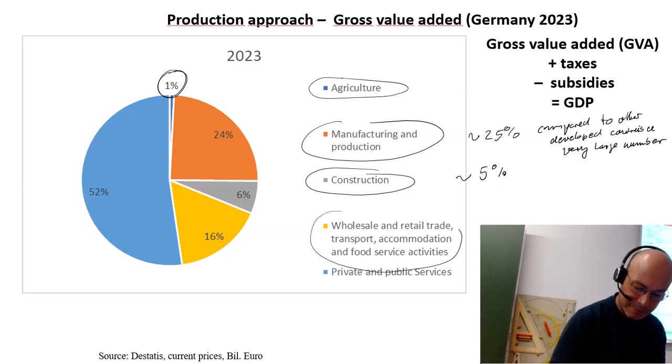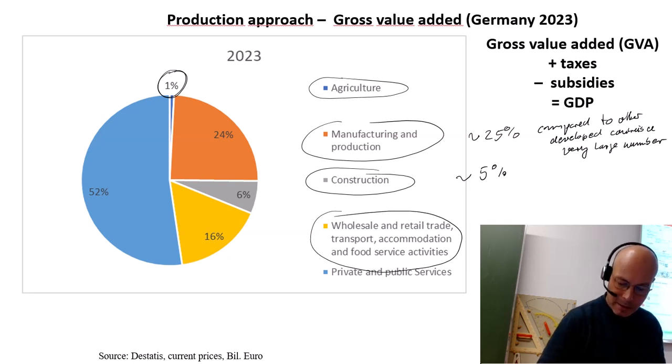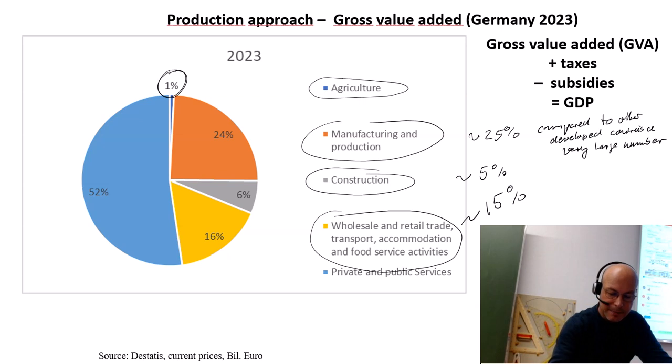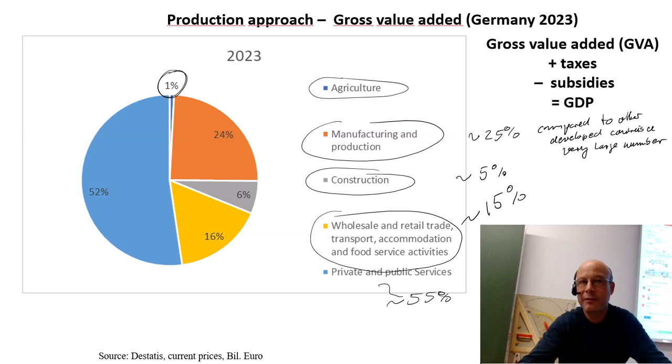Then, to end this, wholesale retail trade, roughly 15%, and of course the largest part, private and public services. So that we are at 100%, we need here roughly 55%, actually 52.